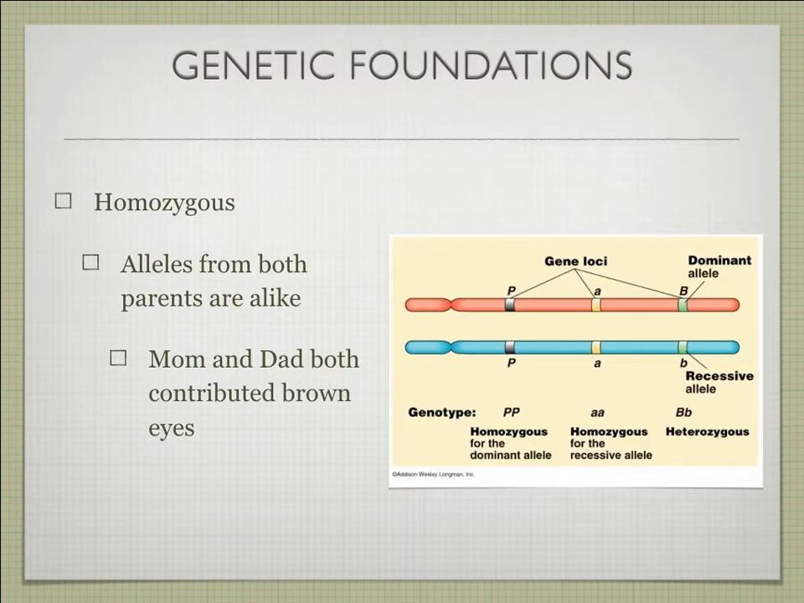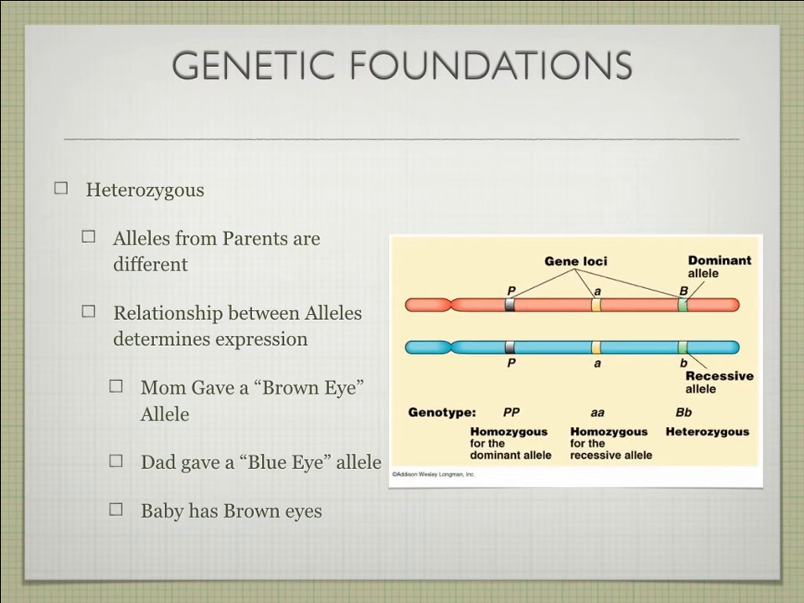Another example would be homozygous for the recessive allele, okay? So remember, homo means the same. So we have the same allele, and we have the little a's here. Both of those are recessive. Mom and dad both contributed blue eyes. So if you have blue eyes, that's a recessive allele, and you can only have blue eyes if both of your alleles are for blue. The same thing with left-handed. You can only be left-handed, that's a recessive allele, a recessive gene, if both parents are contributing that left-handed allele.